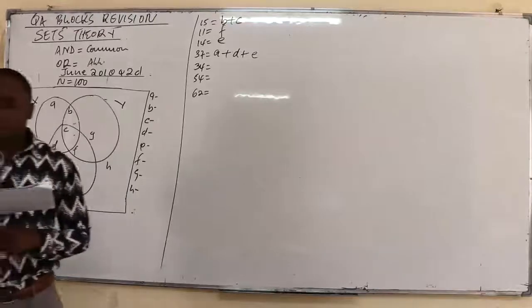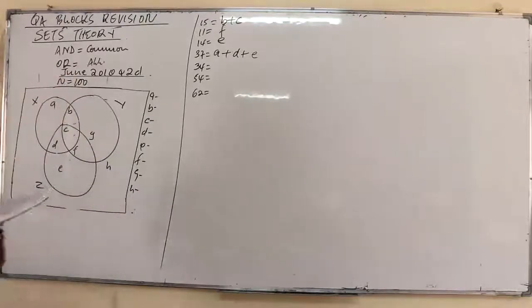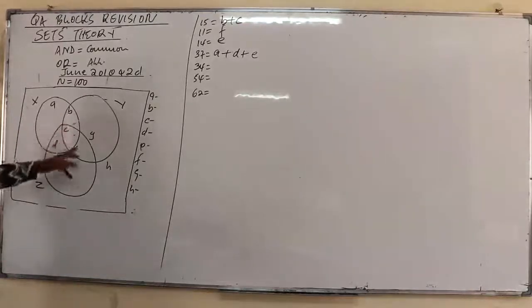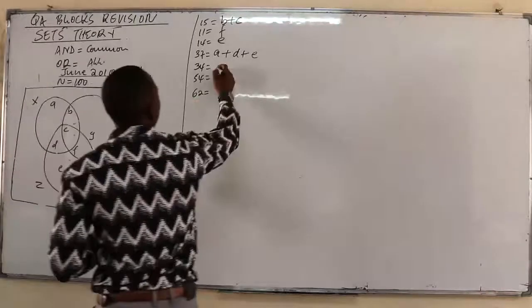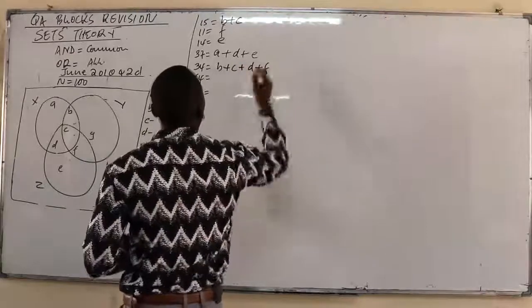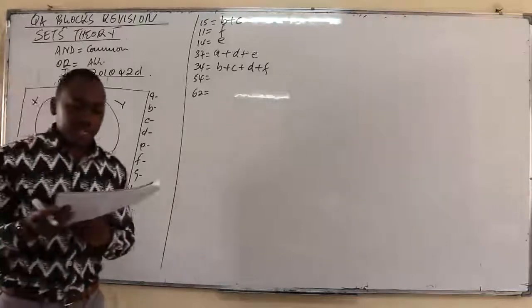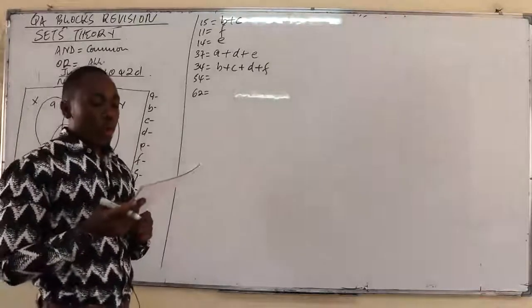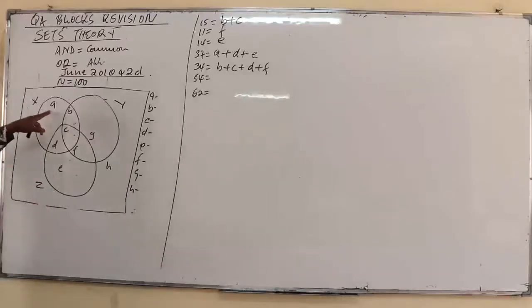Then 34 voters were in favor of at least 2 candidates. At least 2, that means we have B, C, D, and F. Then 54 voters were in favor of 1 candidate only. Only 1 candidate. That's A, E, and G.